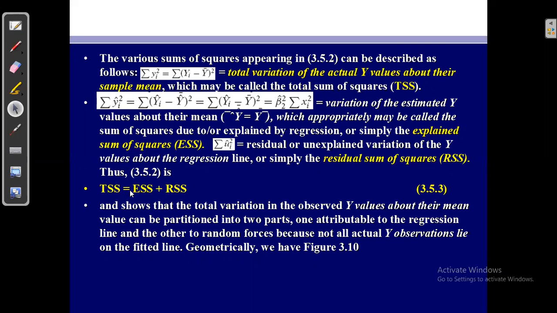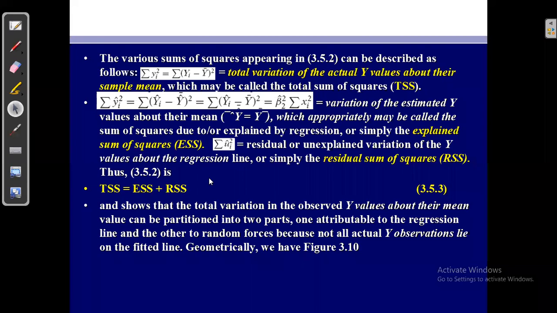So when you say TSS can be written as ESS, ESS stands for explained sum of square, and RSS stands for residual sum of square. ESS represents that portion of the total variations in the values of the dependent variable y which the explanatory variable is able to explain. Whatever the explanatory variable cannot explain is what we call the unexplained. Unexplained means those which are due to factors which are for the time being not part of the model.